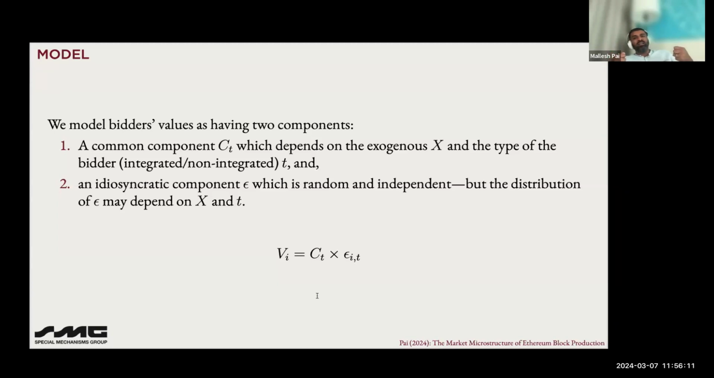And then on top of that, each of us will receive an idiosyncratic shock, an epsilon, which is random and independent across all bidders. But the distribution of epsilon may depend again on the exogenous variable. So your value as a bidder depends on this common component, which is just a function of the type and the x's, and an epsilon whose distribution depends on the type and is independent across bidders. So we still have a private values auction. It's just that the x's are shifting, moving around the distribution.